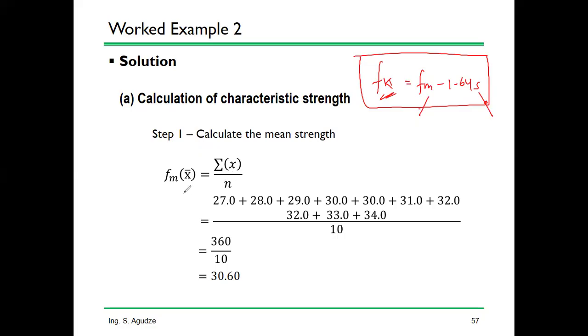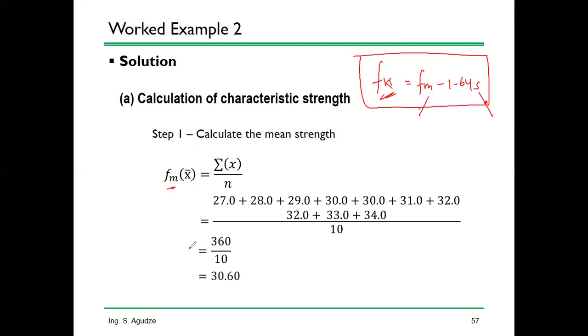Calculating the mean strength is easy: add all and divide by the total number of samples. If they give you 10, like we have, we add all the strengths and divide by 10. If we are dealing with 100 test results, add all, divide by 100. If we are dealing with 30 samples, add all, divide by 30, then you get the average. The mean strength is the same as the average strength.